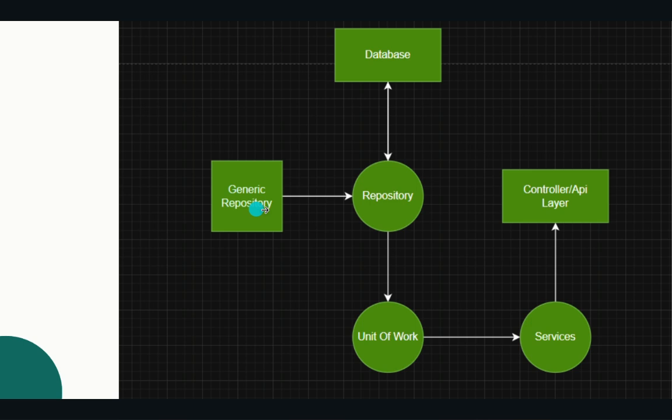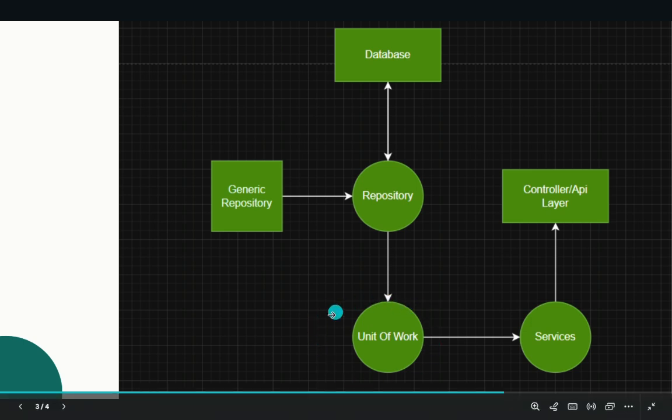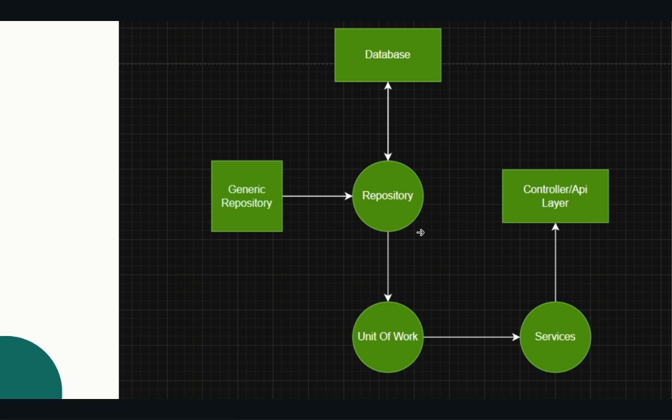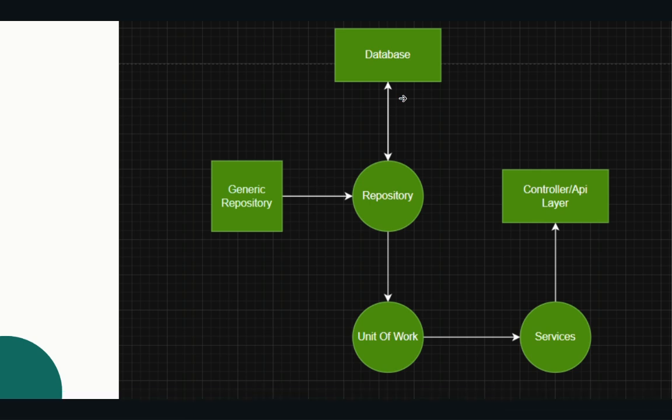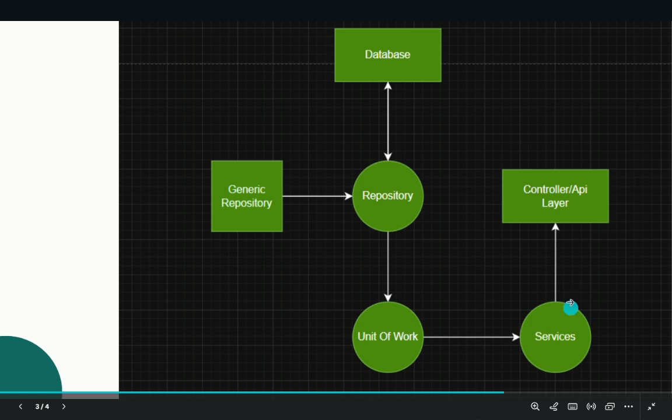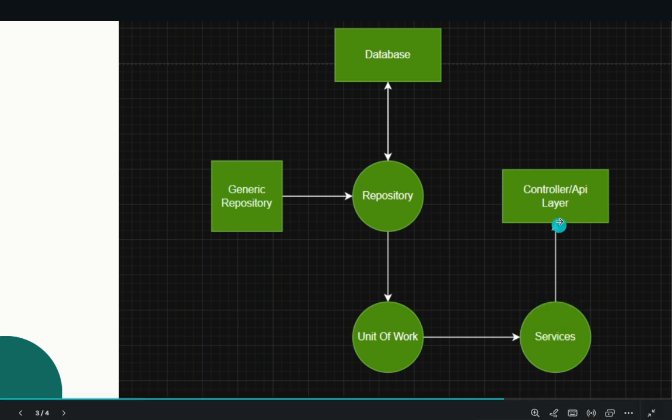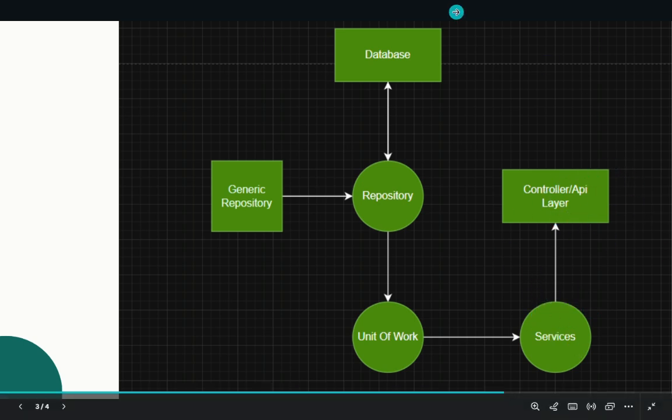Generic functions are implemented in the repository layer, and there will be a unit of work, right? The unit of work is responsible for the collection of repositories. So this will bundle all our repository classes and pass them to the service layer. The service layer is responsible for talking to the controller or API layer.